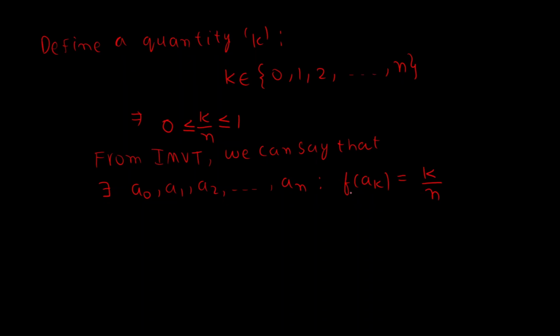Now we know that f of 0 is equal to 0. This will mean that a naught will be equal to 0 in the sequence, and we know that f of 1 is equal to 1. This will mean that an will be equal to 1. Don't get confused that an is the general term. Here ak is the general term and n is just a constant value.